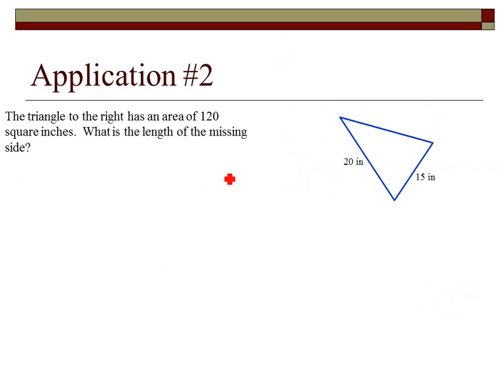Okay, another application. Let's say you have the area of a triangle and you're going to try to find out what the missing side is. We have to do a little bit of problem solving on this one. We have sides in the triangle of 20 inches and 15 inches, and I want to know what that missing side is. But I don't have any angles, but I do have the area. Again, the area formula uses side-angle-side, so I'm going to take these two sides together and use that to find the angle between them, which I'm going to call theta.